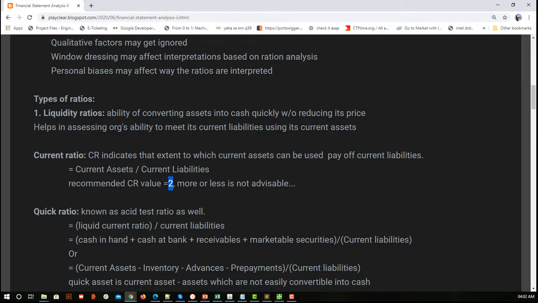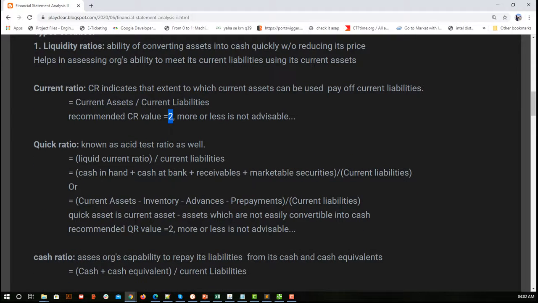Okay, next is our quick ratio, which is also known as the acid test ratio. So liquid current ratio means the current things: cash in hand, or cash at bank, or the receivables. Receivables are nothing but the amount that we are going to get.